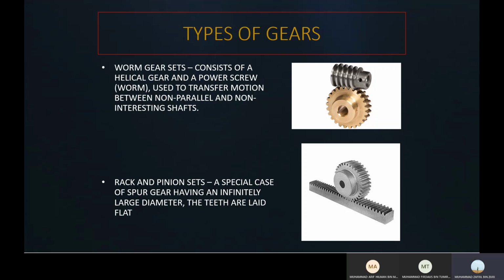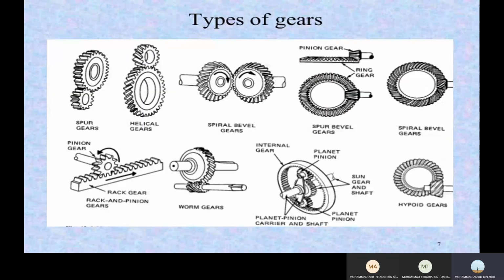This is the diagram of types of gears. We can see spur gear, helical gear, spiral bevel gear, spur bevel gears, spiral bevel gears, rack and pinion gears, worm gears, planet pinion carrier and shaft, hypoid gears.